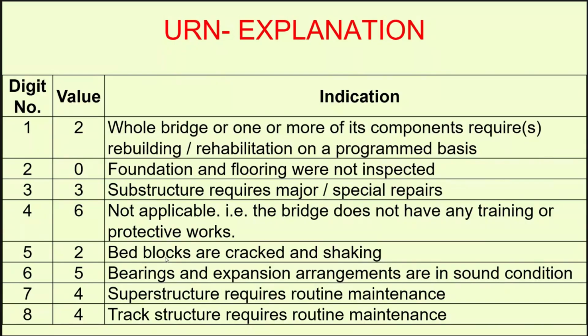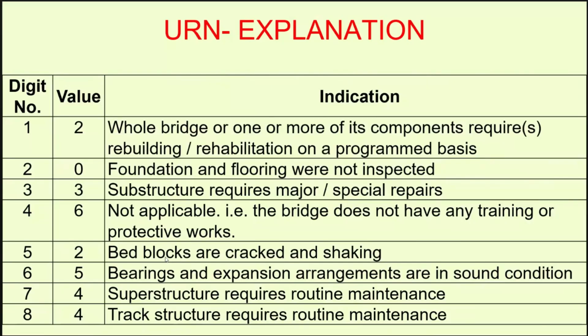Then 0, foundation and flooring have not been inspected. So foundation was not visible, it has not been inspected, not seen, but this type of situation cannot remain from one inspection to the next inspection. So if it has not been seen in today's inspection, then in the next inspection it must be seen. Then digit number 3 will tell you about substructure, and condition rating 3 will tell that substructure requires major and special repair.